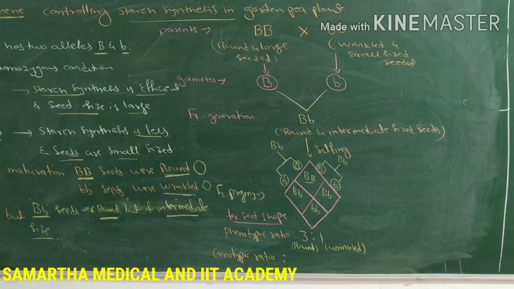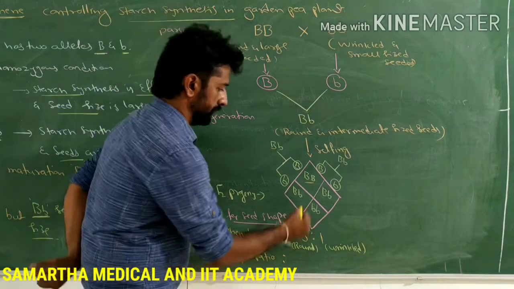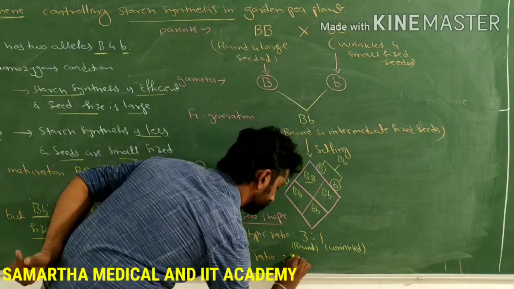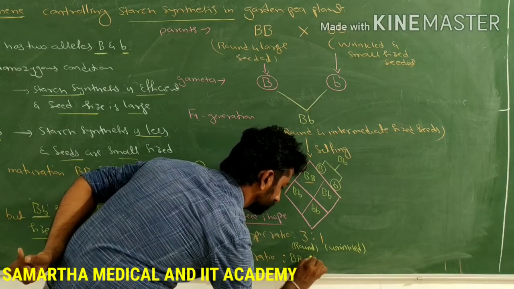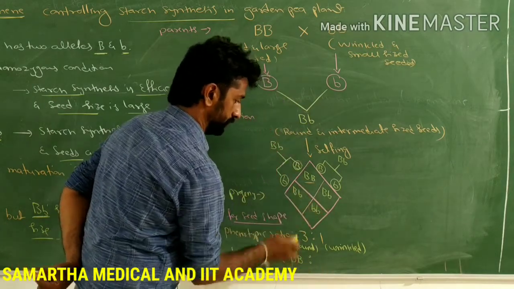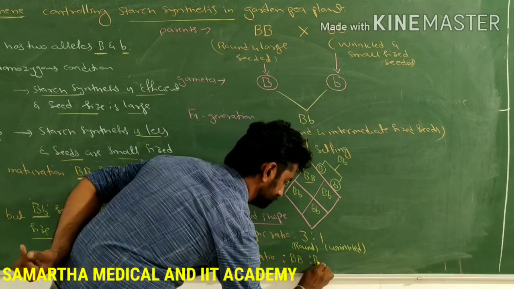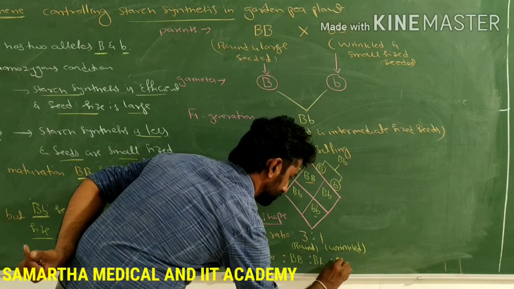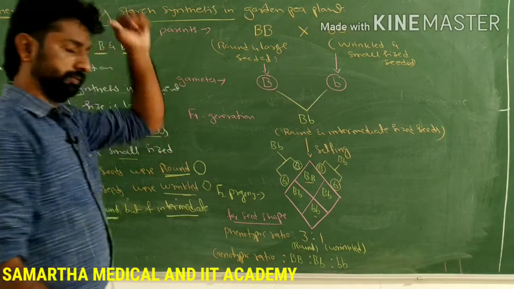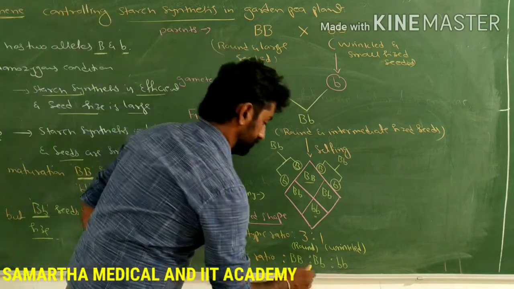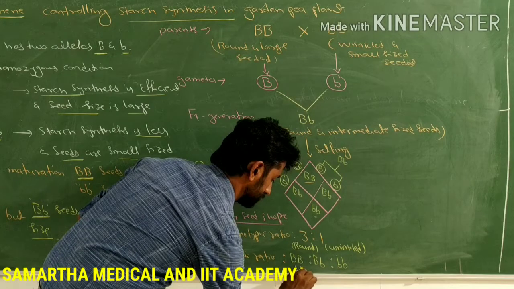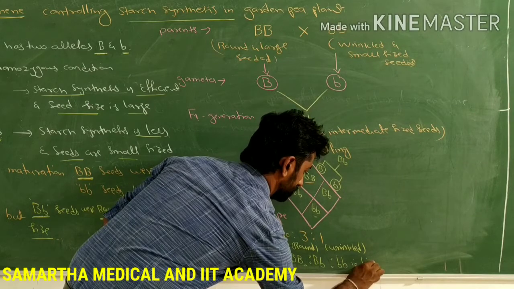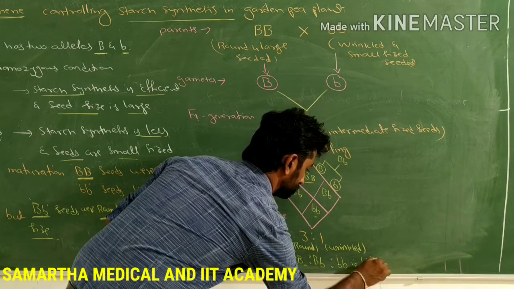Then what about the genotypic ratio here? 1 is homozygous dominant, 2 are heterozygous, and one more is homozygous recessive. So the genotypic ratio is 1:2:1. Right?